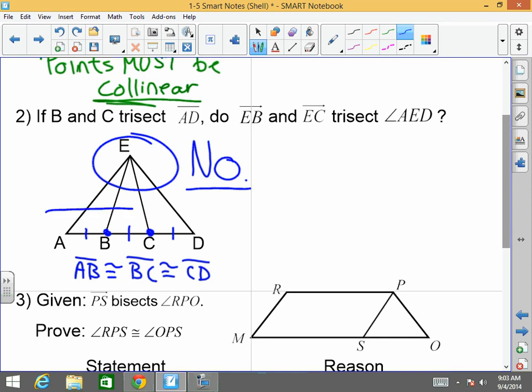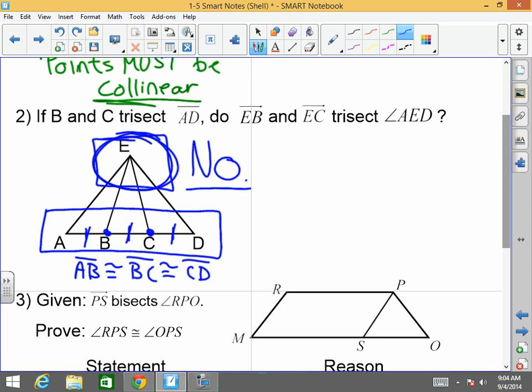Well, if I know that BC trisected AD, that does not necessarily mean that the angles were trisected. There's no proof of that. All I can prove from the fact that B and C trisect segment AD is that AB is congruent to BC, which is congruent to CD. That's all I can prove, my brother. You can, yes, you can. You have no proof that AED has been trisected.